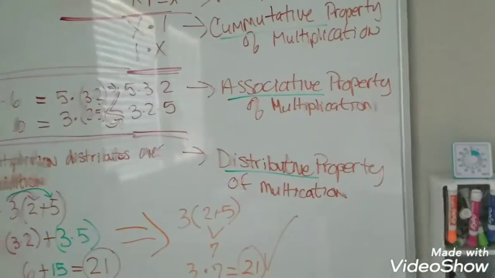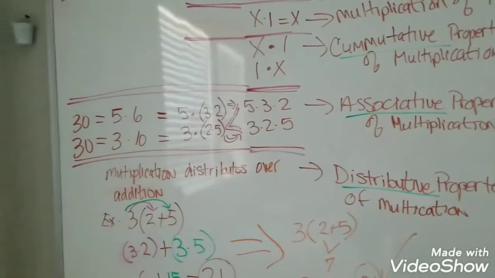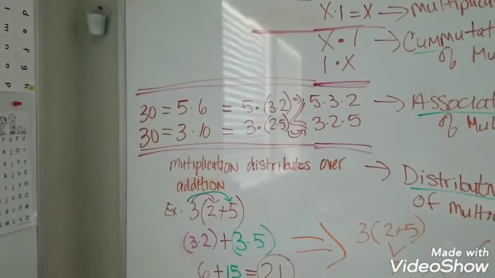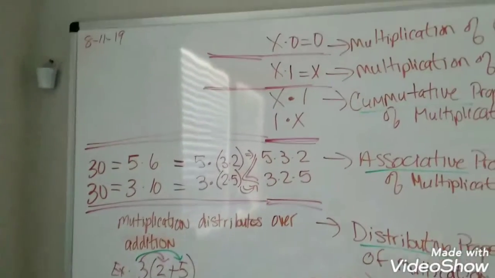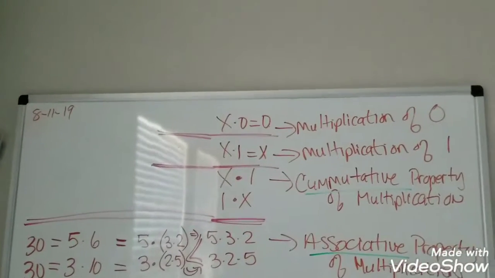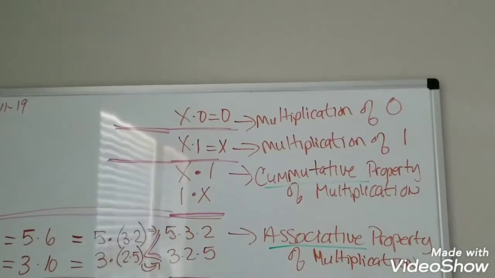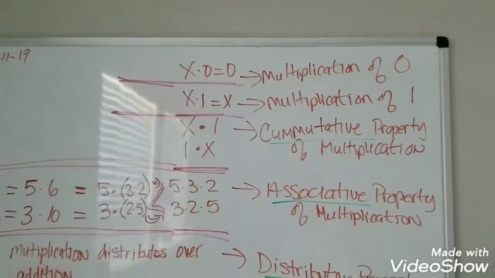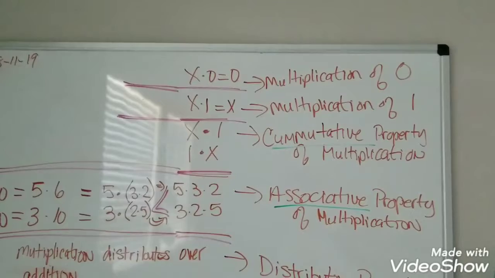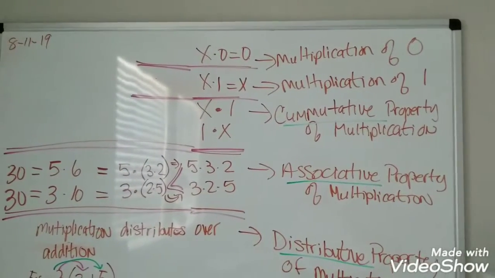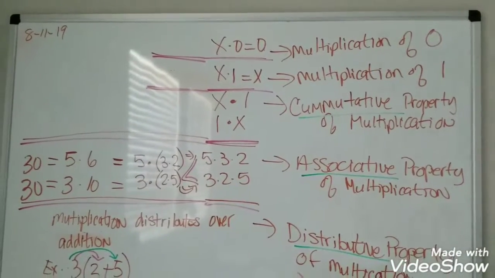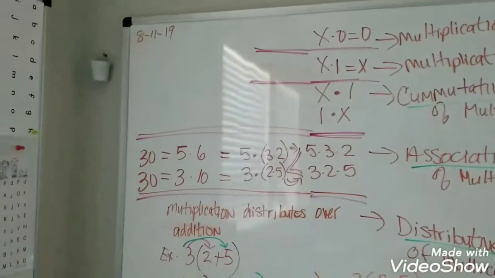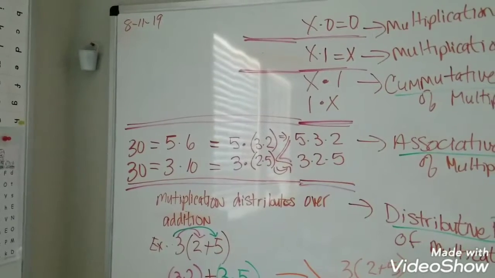The distributive property of multiplication, which basically says multiplication distributes over addition. So with the properties that we just talked about, multiplication property of 0 and of 1, the commutative property, the associative property of multiplication, with these properties, along with the distributive property, we can find the product of any whole number. Again, the distributive property says that multiplication distributes over addition.